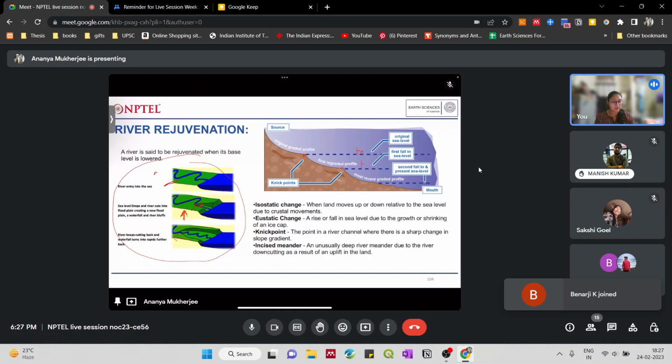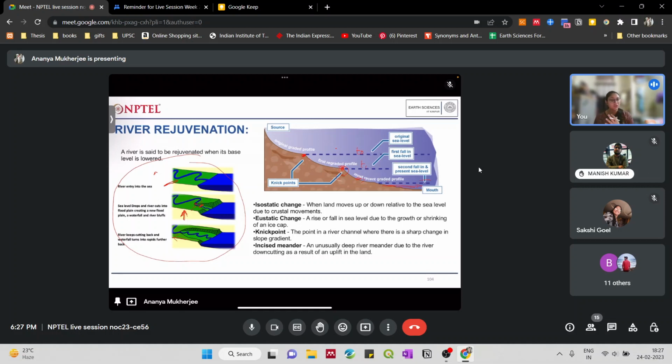You will find another nick point over here because this is the first nick point, where the change has happened from T0 to T1. Then again there is a fall in the sea level, and this is the present sea level. So then again you will see that this is another nick point that has been formed, and due to the change over here there is a new floodplain being formed, and then this becomes your mouth region at the present sea level.